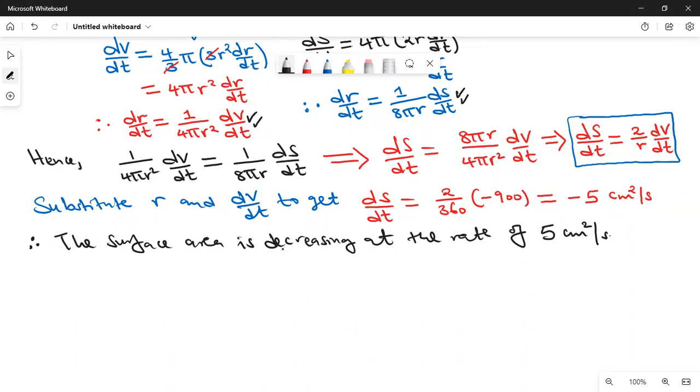Let me give you another problem. Example number 3. So as you can see, these related rates problems are very, very simple, as long as you know the formulas that are needed and you're able to link those variables to form an equation. So let's look at example number 3.